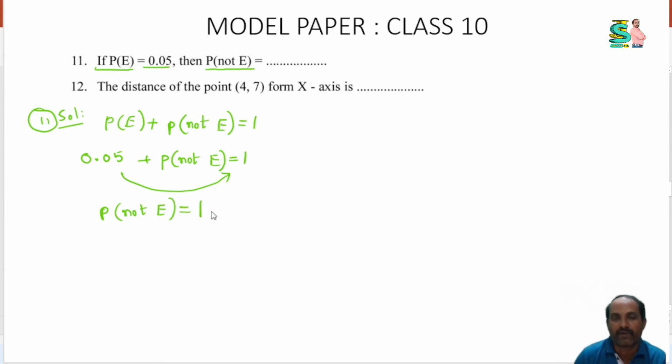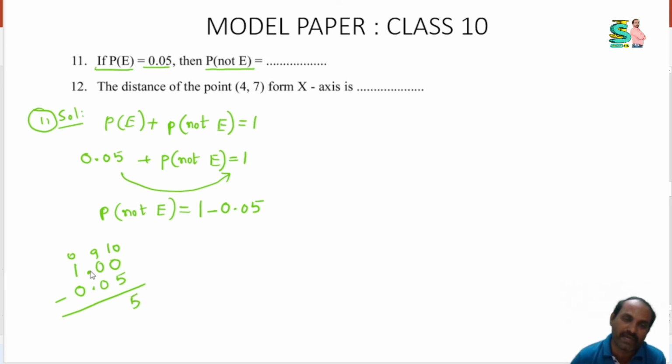P of not E is equal to 1 minus 0.05. How can we subtract here? 1.00 minus 0.05. When you borrow, here 9, here 10 is there, here 0. So 10 minus 5 is 5, here 9, and the borrow is gone, that's why 0. That answer is 0.95. Okay. Now next one.